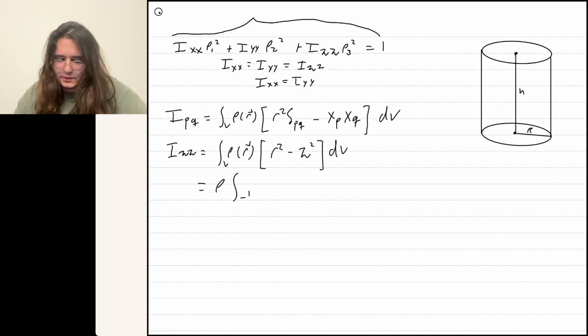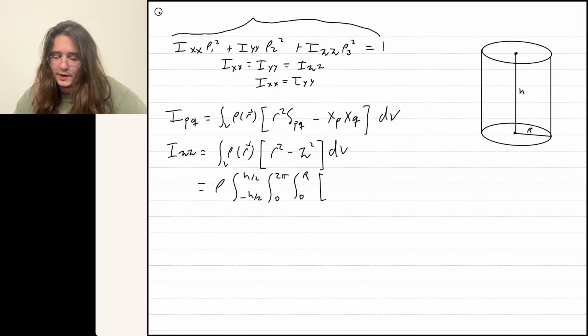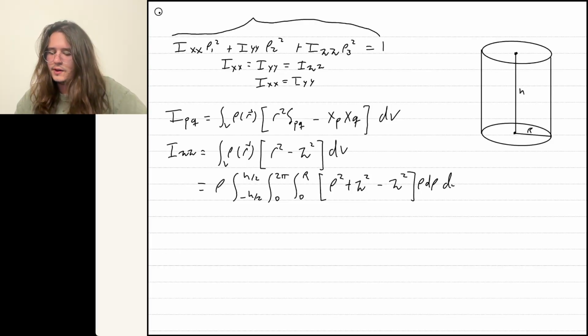But then it's an integral from negative h over 2 to h over 2 in z. It's an integral from 0 to 2 pi in theta. And it's an integral from 0 to r for rho. And then r squared is going to go like rho squared plus z squared in cylindrical coordinates. And then it has a minus z squared on it from before. And the Jacobian is rho d rho d theta dz.